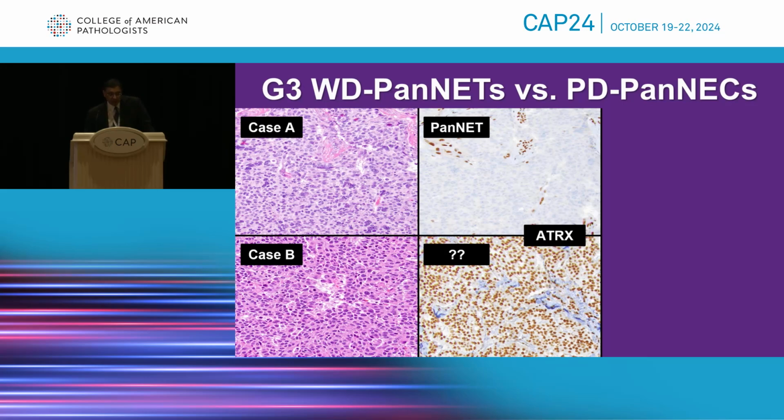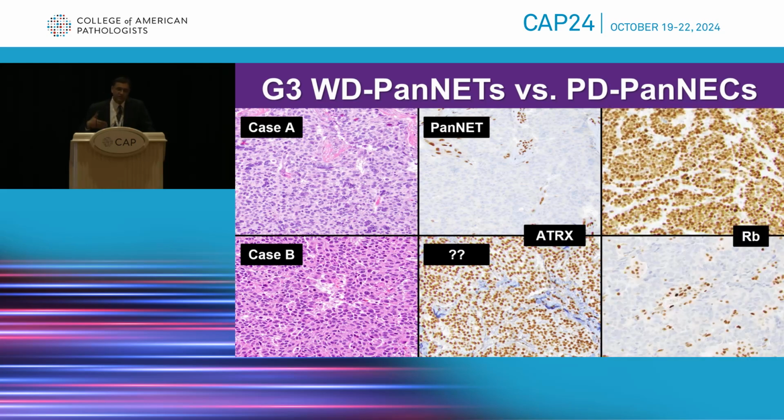The issue, however, is that the preserved expression of ATRX and DAXX doesn't help you. Unfortunately, a subset of neuroendocrine tumors, as well as neuroendocrine carcinomas, as you would expect, can still have retained expression. And so the question in this case is, what is case B? Is it a tumor or is it a carcinoma?